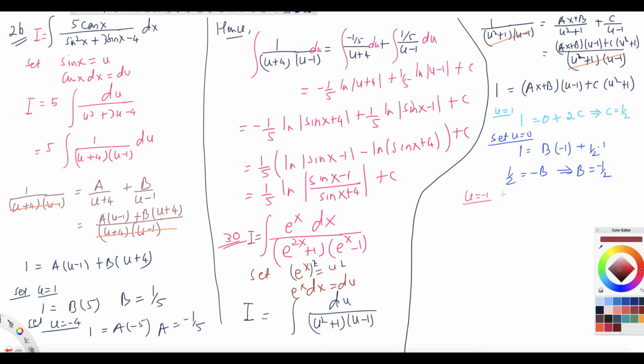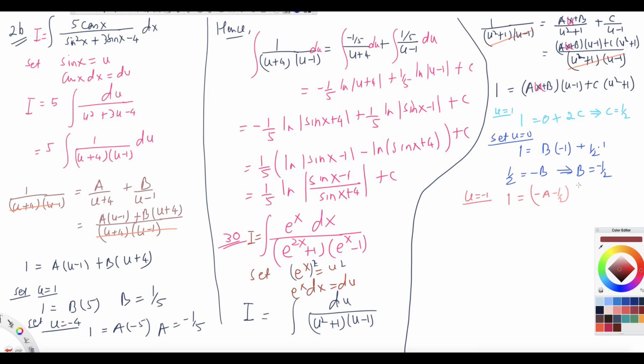What do you get? On the left side you get 1 equals negative a. By the way, this will be u, not x, I'm sorry, that should be u. Let me override that, there is u everywhere. So that will be negative a times negative 1 is negative a, plus b. What is b? Negative 1/2, right?